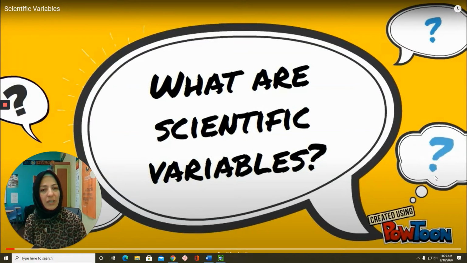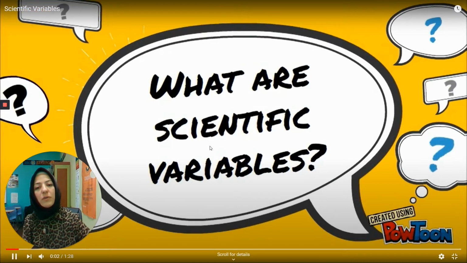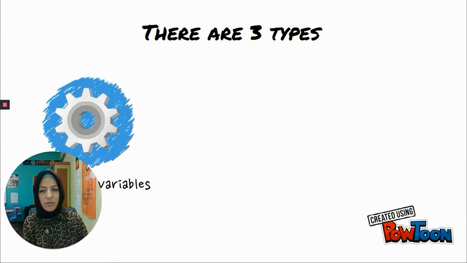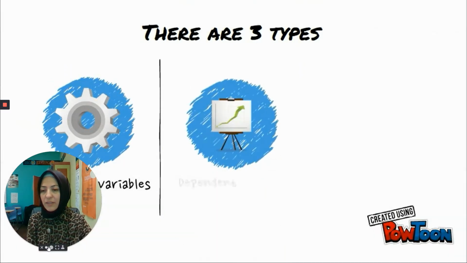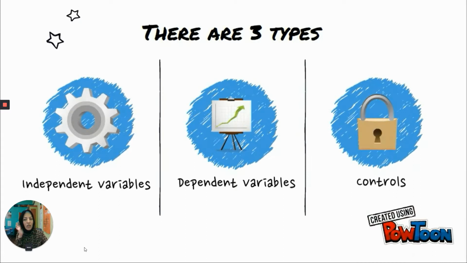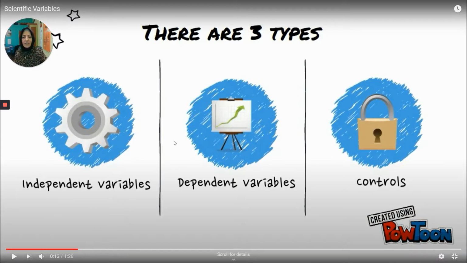Today we are going to be talking about what the scientific variables are. So let's get started. We have three types of variables. One is the independent variable. Second is the dependent variable. And the third is control. Let's dig into each of them and see what they are.